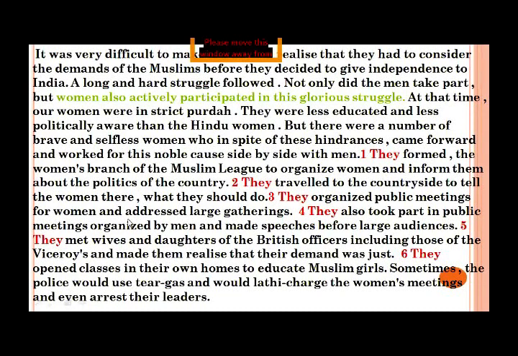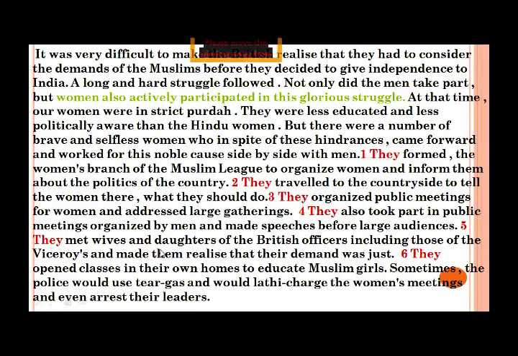That was something different at that time. And they also addressed large gatherings. Number four, they also took part in public meetings organized by men, not by women, and made speeches before men, before large audiences of men.